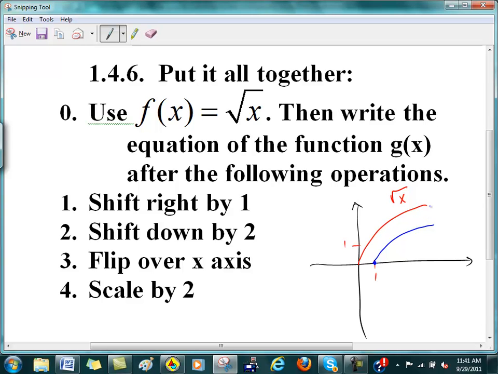Can you give me the whole function? Don't just say plus 1. Square root of x plus 1. Okay, because I could have thought it's square root of x plus 1 on the outside. Is it? Is this right? It should be. Thank you.